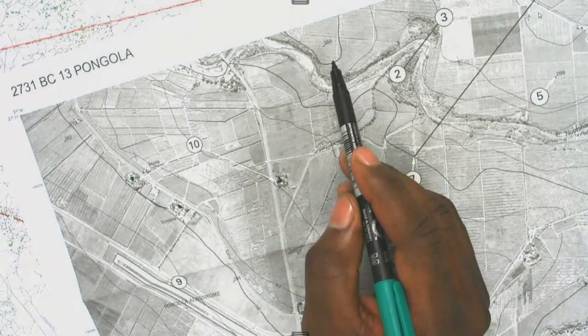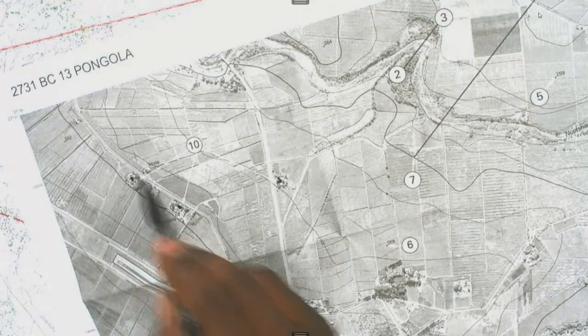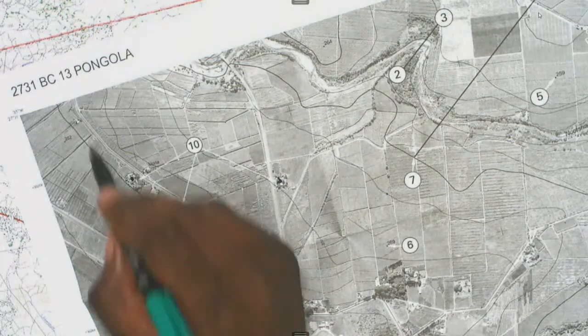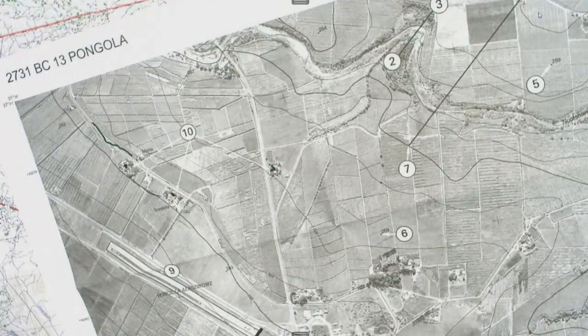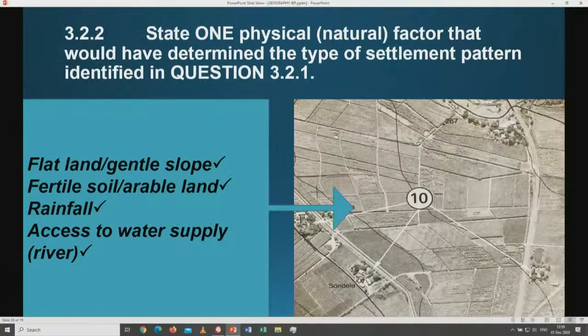And another thing that you could have said, there is also a what? A road here. There is a road that runs here. So those are your answers that you were supposed to give for such. Now let me just pause a bit on this and then talk about the other geomorphological question that was actually included in your multiple choice in this paper of Pongola.